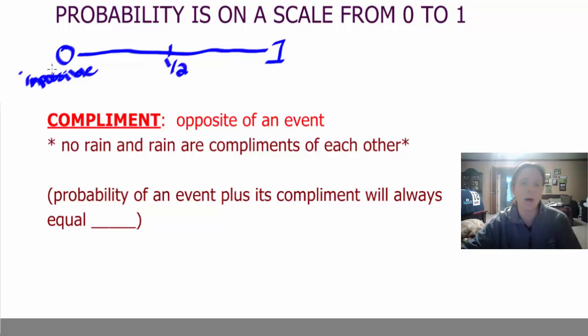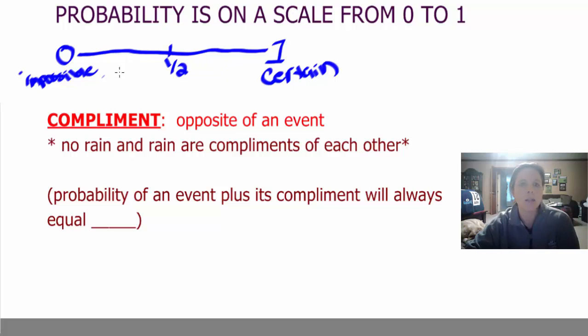So it is impossible. If I said, what's the probability of rolling a 0 on a number cube that's numbered 1 through 6, it would be 0. 0 out of 6, or just 0. Okay, number 1 would be that it's certain. What's the probability of rolling a number 1 through 6 on a number cube?